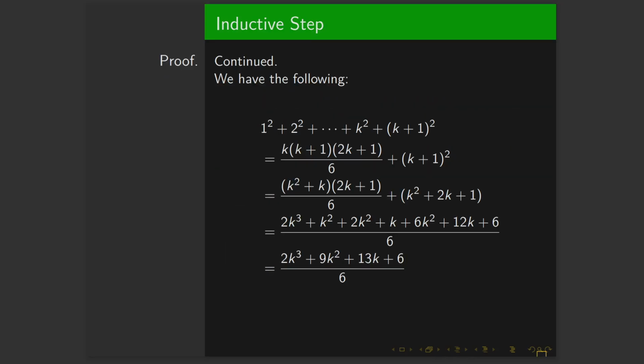So we have the following. We have 1 squared plus 2 squared all the way to plus k squared plus k plus 1 all squared. Well, let's use our induction hypothesis and turn that left-hand side, 1 squared all the way to plus k squared, to k times k plus 1 times 2k plus 1 all over 6. And then we're going to start expanding everything out and then collect like terms. And then at the end we get 2k cubed plus 9k squared plus 13k plus 6 all over 6.